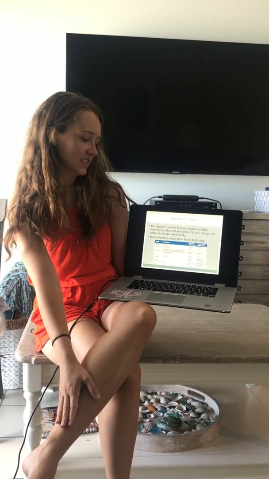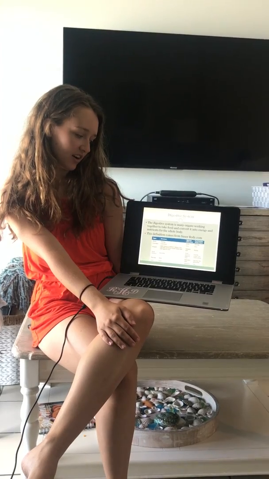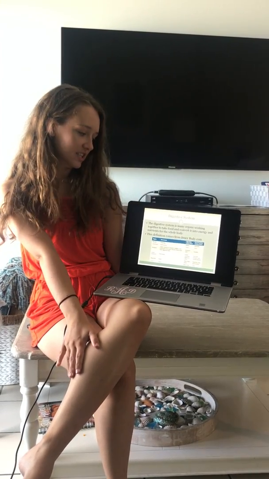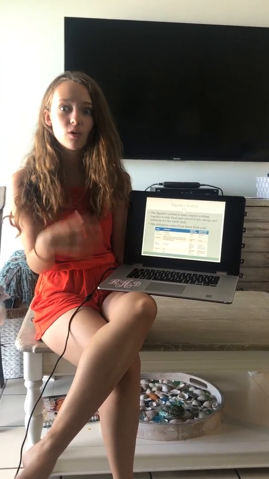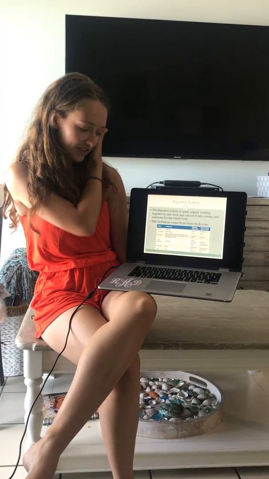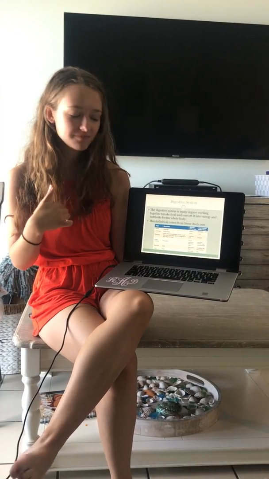So, the digestive system is many organs working together to take food and convert it into energy and nutrients for the whole body. And that definition comes from innerbody.com.